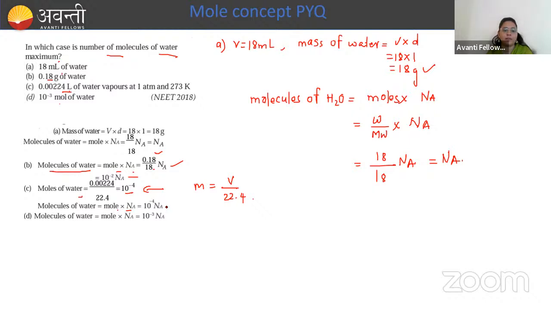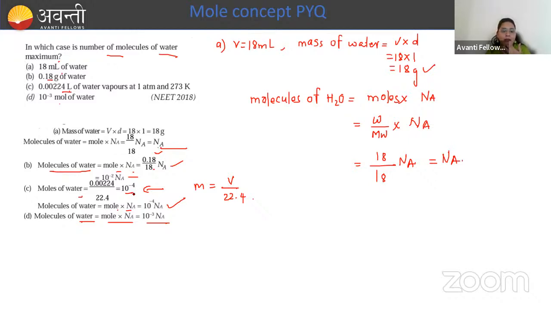Multiply those moles by Avogadro's number, and you will get the maximum molecules. Molecules of water: moles into Na, 10 raised to minus 3 Na. So which is greater? It is the one with Na, which is the maximum amount, where we are getting the maximum number.